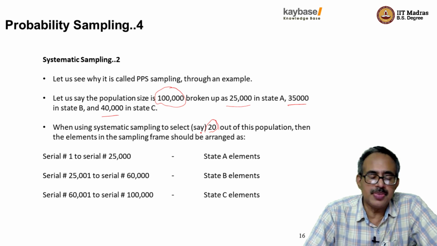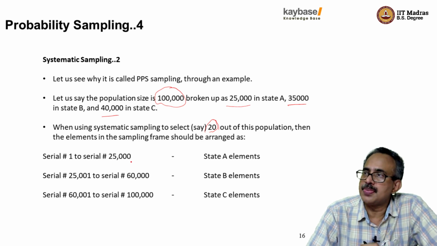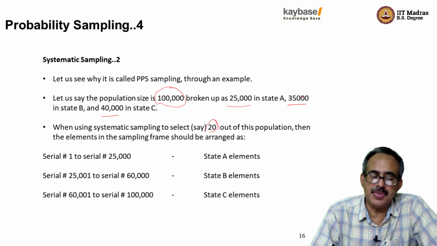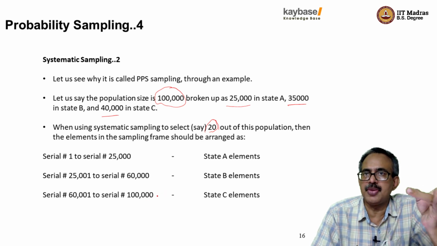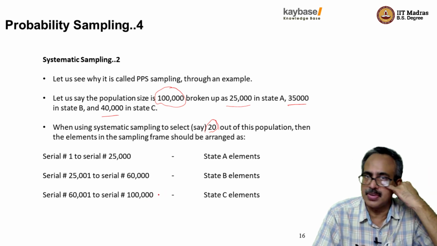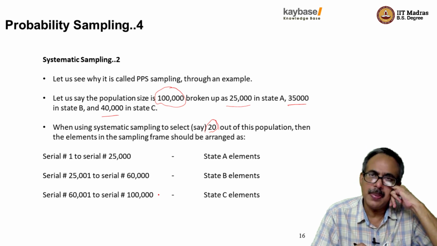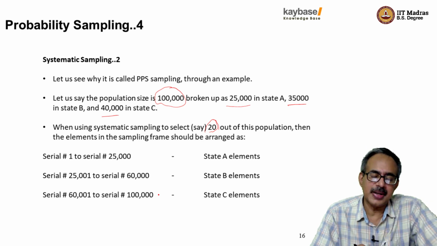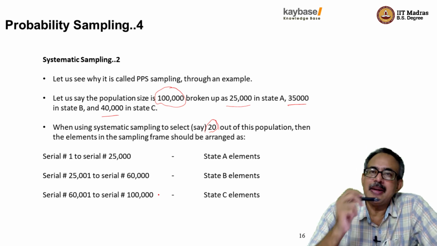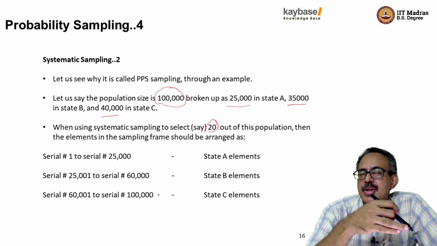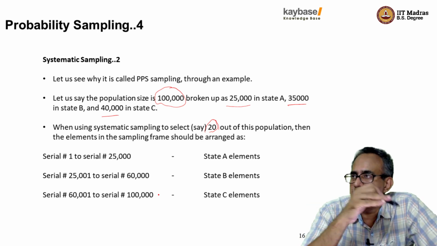What we'll do is we'll first give them serial numbers. Maharashtra people will get serial numbers 1 to 25,000. Karnataka people will get 25,000 to 60,000, since it's 25,000 plus 35,000. Tamil Nadu people will get 60,000 to 100,000. So 25,000 plus 35,000 plus 40,000 become 100,000 people. So far, okay?